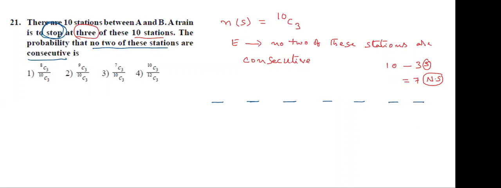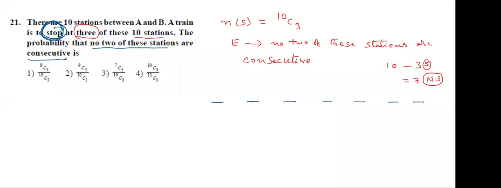The condition is on the stopping stations. There are 3 stopping stations. No two of these stopping stations are consecutive. That means in between, at least one non-stopping station is required. Total 7 non-stopping stations are there.